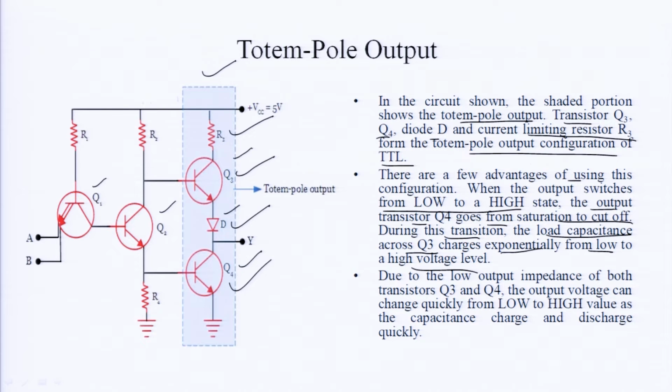Due to the low output impedance of both transistor Q3 and Q4, the output voltage can change quickly from low to high value as the capacitance charges and discharges quickly. So, these are the advantages of totem pole output configuration, you can see from the diagram itself.